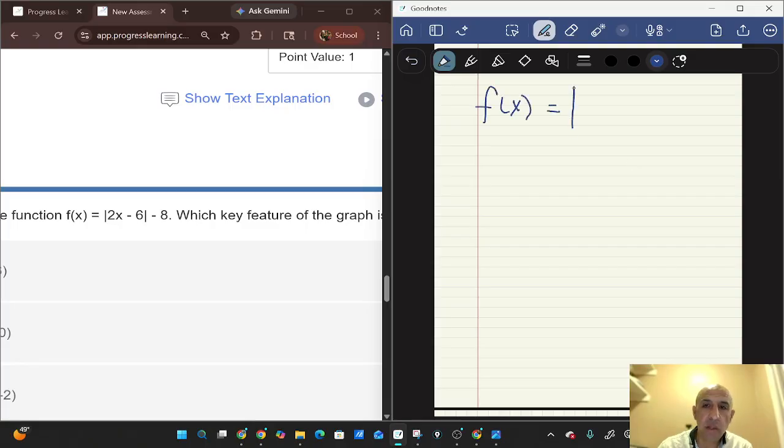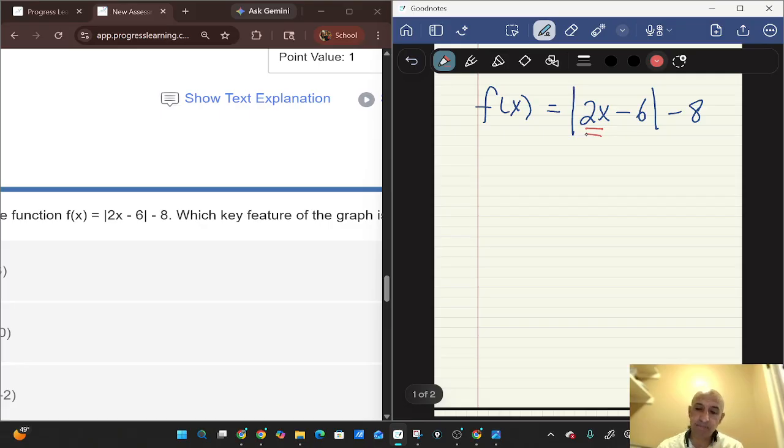f of x equal to absolute value of 2x minus 6, minus 8. Okay, now let's decide first the vertex. So if you follow me with the question number 2, maybe you will expect that the vertex will be like (6, 8). But remember here the value of the coefficient for the x is not 1, it is 2. So to find the vertex, we need to do something extra.